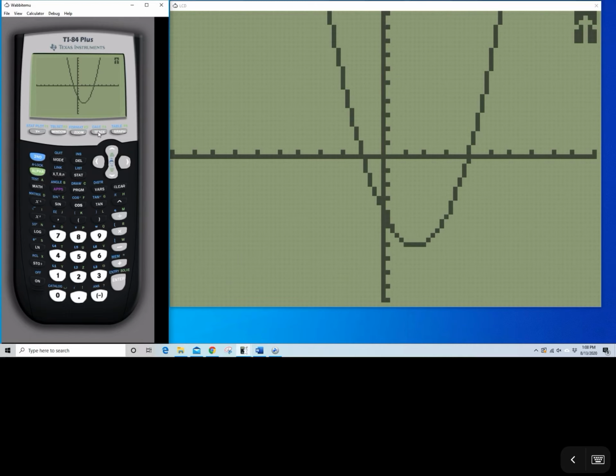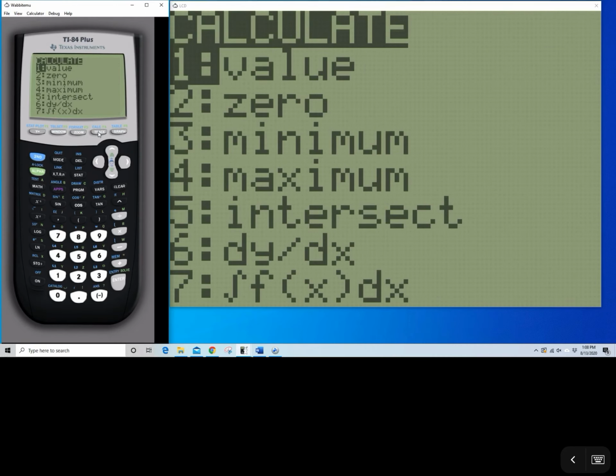I'm referencing what's on your notes page right now. Step 2 says to press the second key, so we're going to press the second key and then the calculate menu. That's really this trace button right here. And then you're going to choose the option here, and I want you to think about what option would make the most sense if we were looking to calculate the x-intercept.